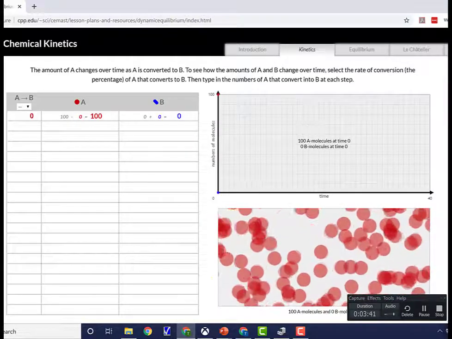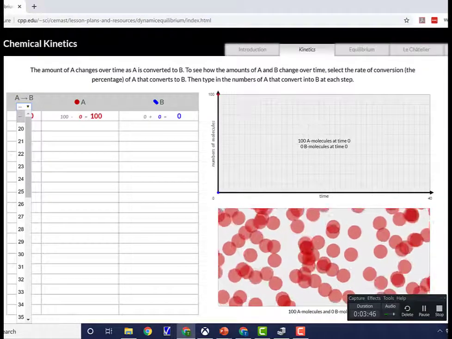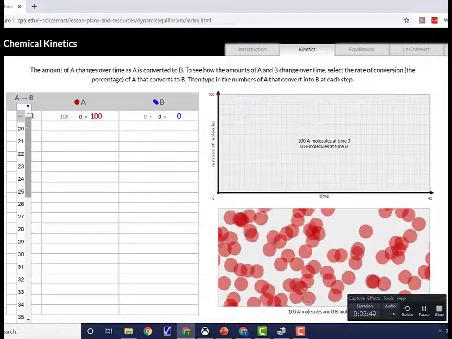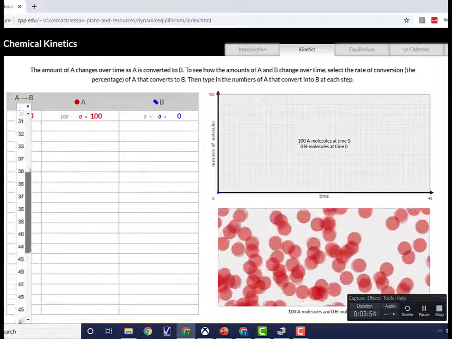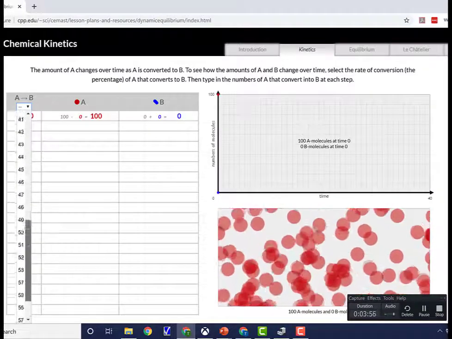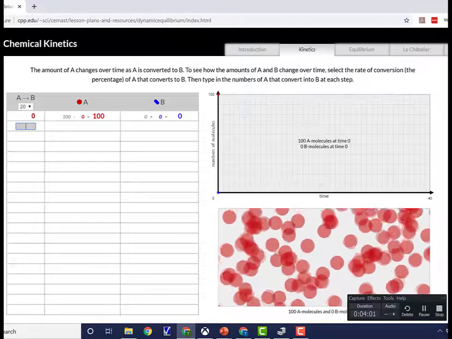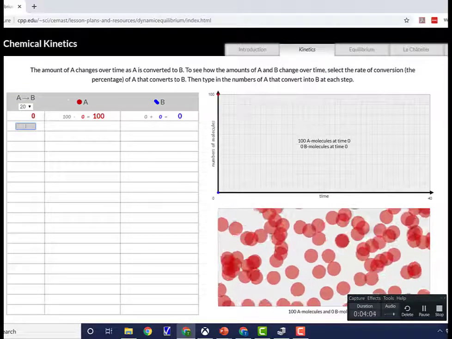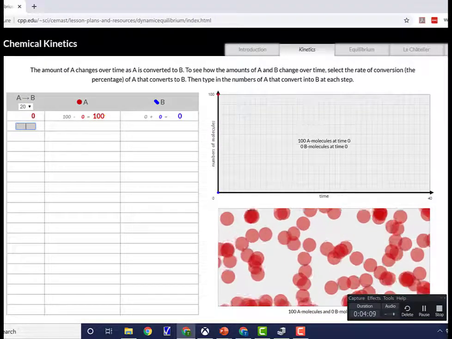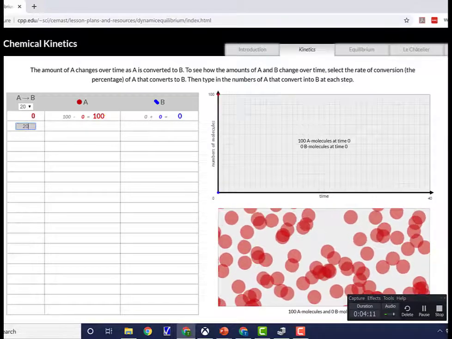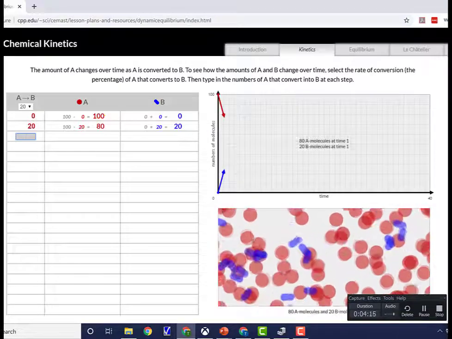is, in the table, I pick what are the chances that A is going to turn into B. And my lowest chance is 20%. So what that's talking about is what percent of the collisions are going to be hard enough to make this reaction happen. So I pick 20%. And then it asks me to fill in the table. So A has 100, and if 20% turn into B, then 20 will turn A to B, and I'll have 80 of A and 20 of B.